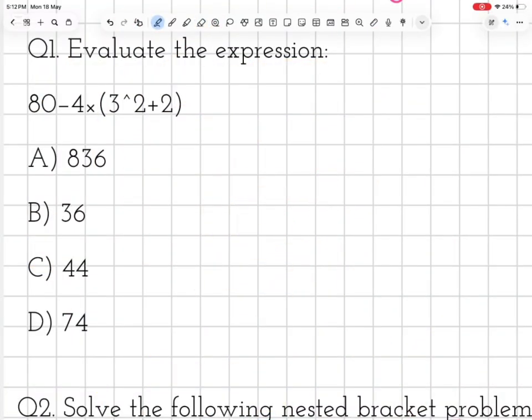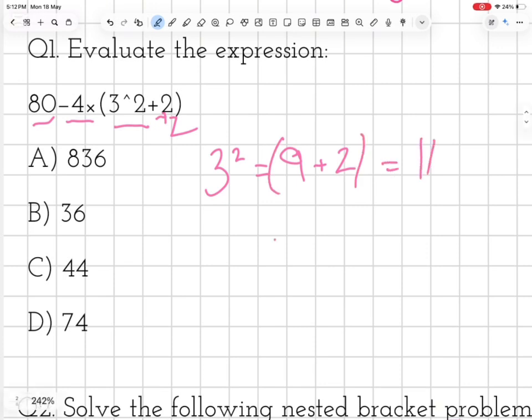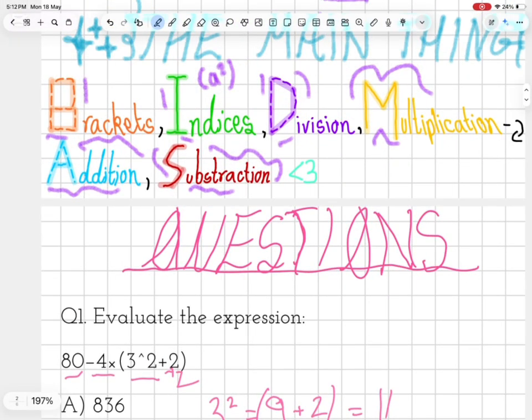Okay, question 1. Evaluate the expression: 80 minus 4 multiplied by (3 squared plus 2). So here we can see that we have 3 squared in the brackets and 2 in the brackets. But first let's solve the exponent, which is 3 squared equals 9, plus 2, which equals 11. Now we have 80 minus 4 multiplied by 11. Which equals, actually first we need to do the multiplication.